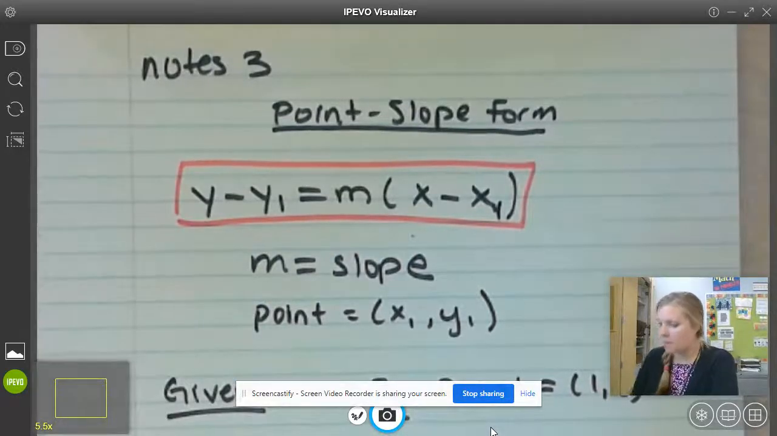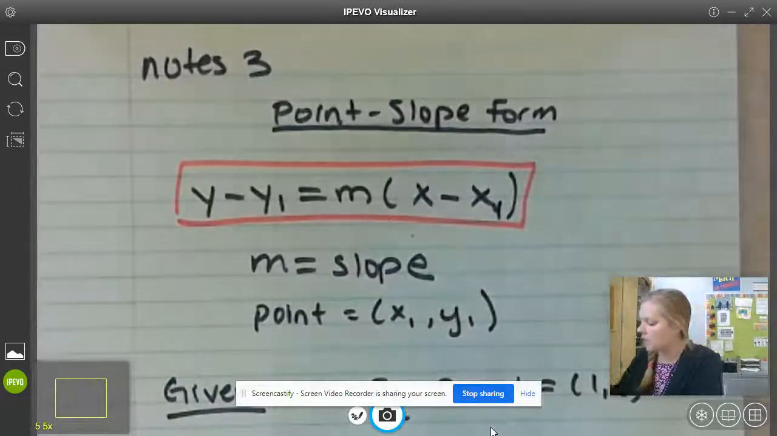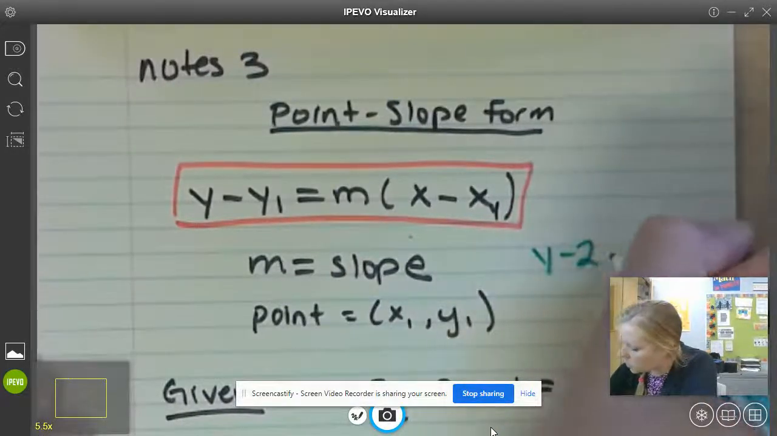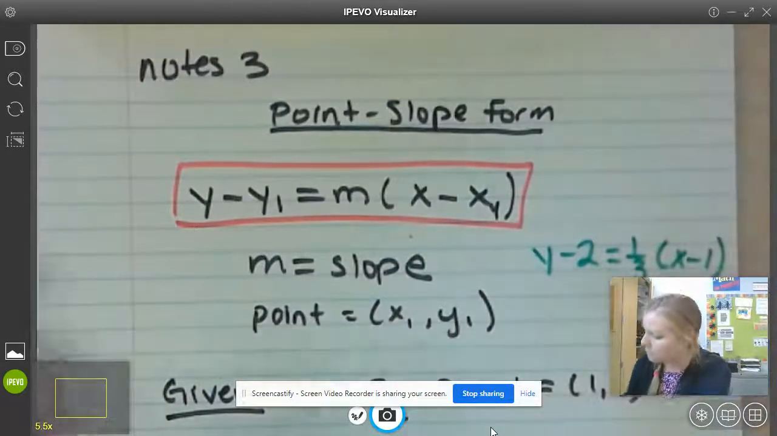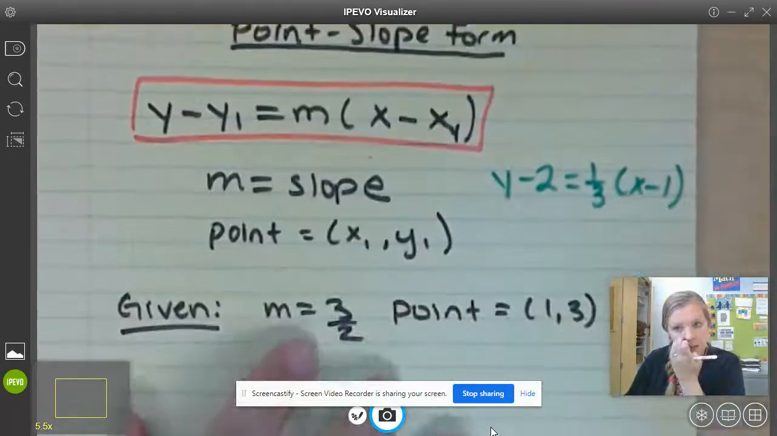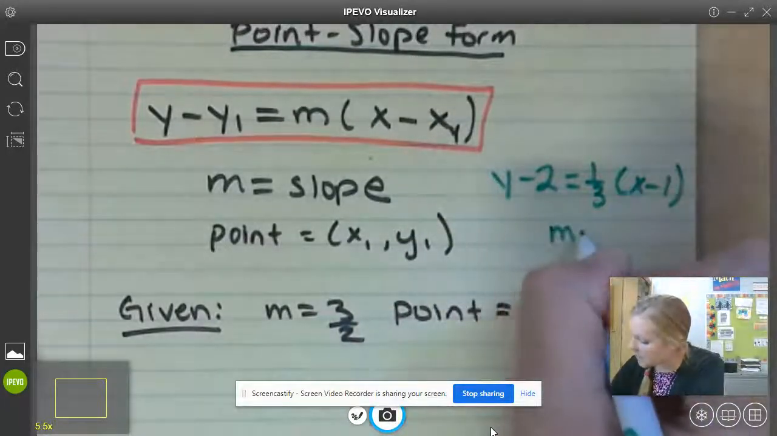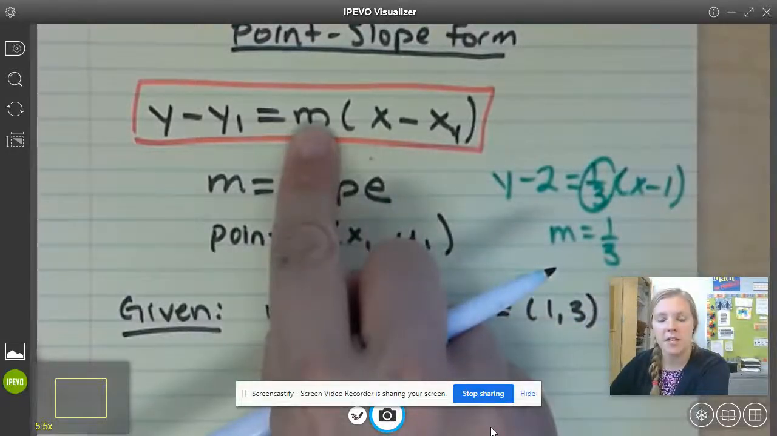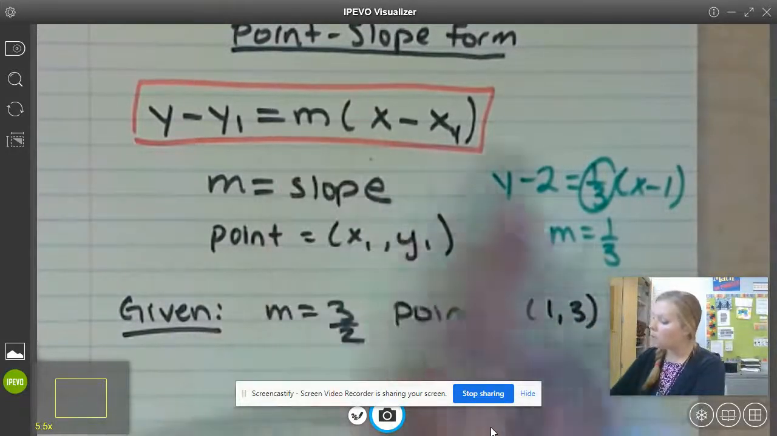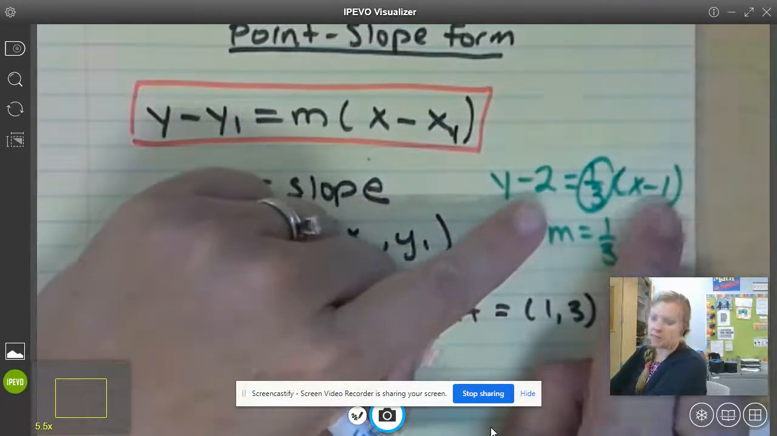This is a quick example. You might have a problem. This is what it looks like. Y minus 2 is equal to 1/3 times X minus 1. This is a line in point slope form. From this, I can see that my slope is 1/3. That's the number in front of the parentheses. And my point I get from the numbers that are being subtracted from the X and the Y.